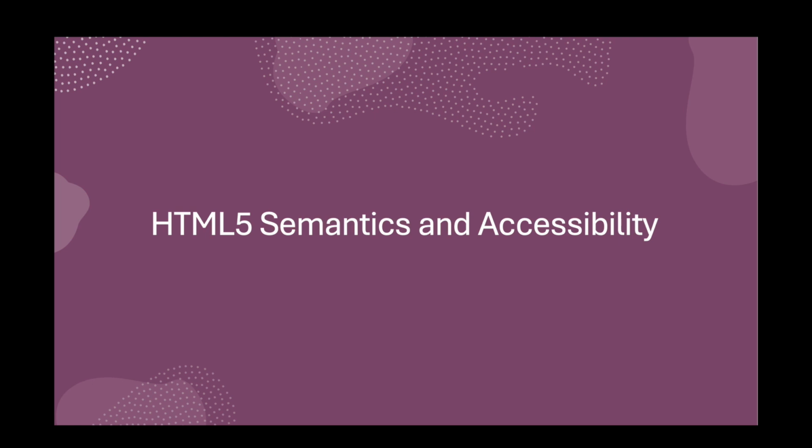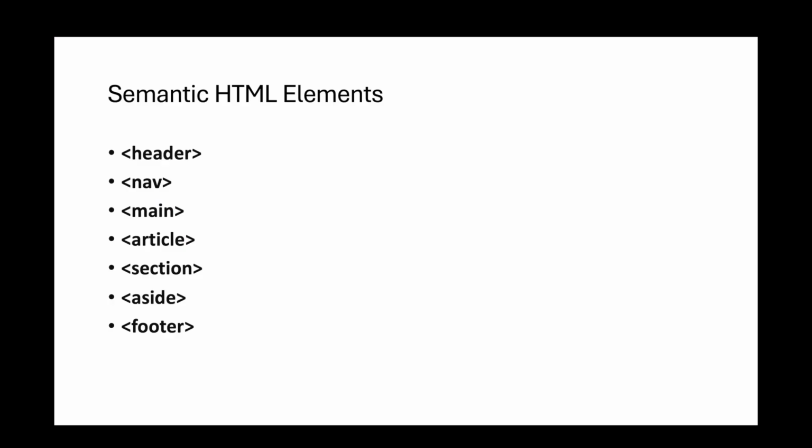Semantic HTML elements. Semantic HTML elements are tags that carry meaning about the content they enclose, making it easier for search engines, screen readers, and other assistive technologies to interpret the content. Some common semantic elements introduced in HTML5 include header, defines a header for a section or a document.